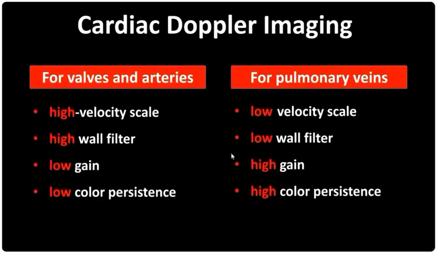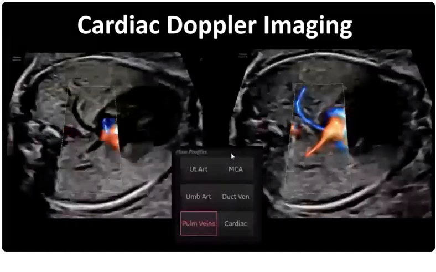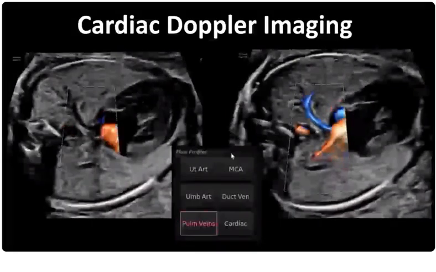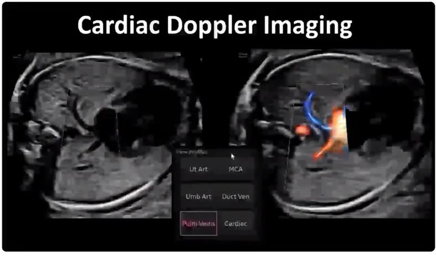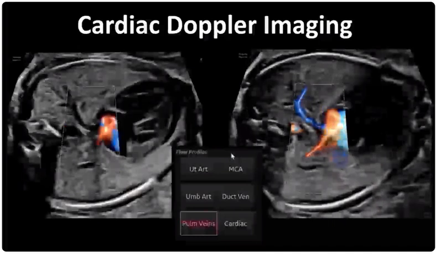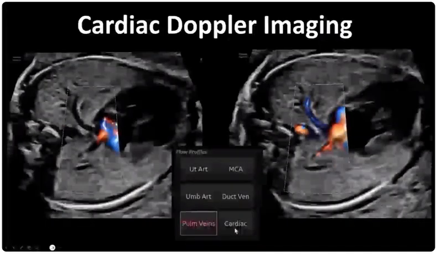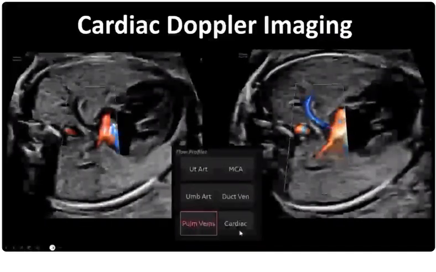we need to switch between different settings, depending on what we are looking at: the intracardiac valves, the arteries, the pulmonary veins, or the veins within the liver. So we need completely different presets, in completely opposite settings for the velocity scale, wall filter, gain, and persistence. This is where the flow profiles play a critical role, because you can go back and forth from the cardiac flow to the pulmonary veins flow by just pushing one button.